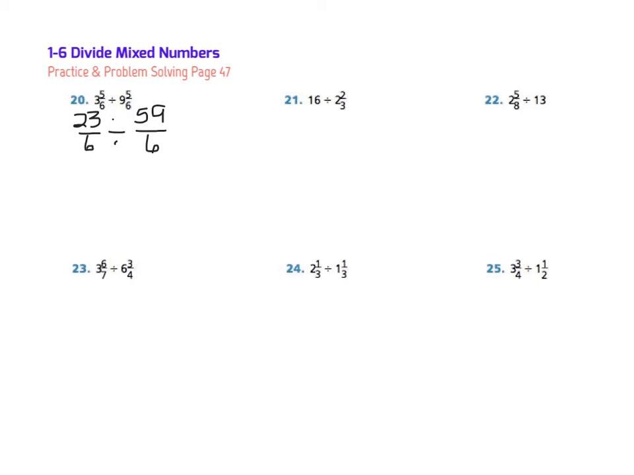So number 21, 16 becomes 16 over 1. Divided by, instead of 2 2/3, let's keep our denominator 3. 2 sets of 3 is 6, plus 2 more makes 8. On problem 22, we have 2 5/8 divided by 13. Our mixed number has a denominator of 8, so will our improper fraction. 2 sets of 8 is 16, plus 5 more makes 21.